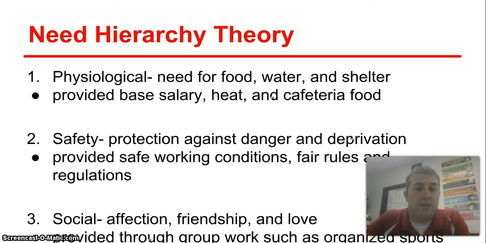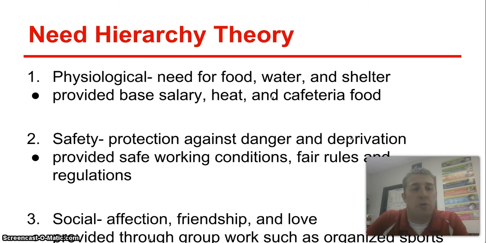Number 2 is safety. We want every student to feel as if they're protected against danger. And we put a lot of things in place in our schools to make sure that we're providing those safe working conditions. We want every environment, every classroom to feel safe. We want fair rules and regulations. And once again, that starts with you as the teacher, making sure that we're providing that safety. The more safety kids feel, the more we're able to keep them out of danger, the more likely they are to be motivated to work. So as that need is fulfilled, we can move on.